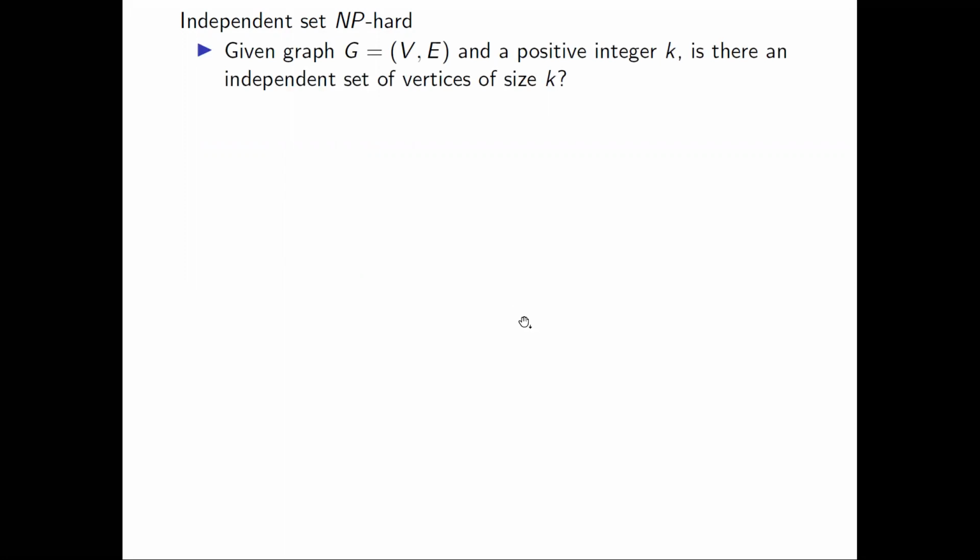So given this graph G and a positive integer k, is there an independent set of vertices of size k? That's our independent set problem, and it's a yes or no problem. And in order to show that it's NP hard, we're going to do a polynomial time reduction from 3SAT. So we're going to show that if we have some oracle which can answer the independent set problem for us, then we can find a polynomial time algorithm to solve 3SAT with that oracle. How are we going to do that?